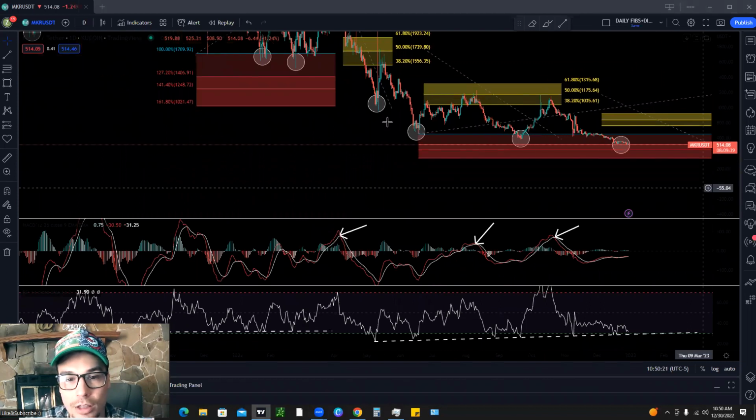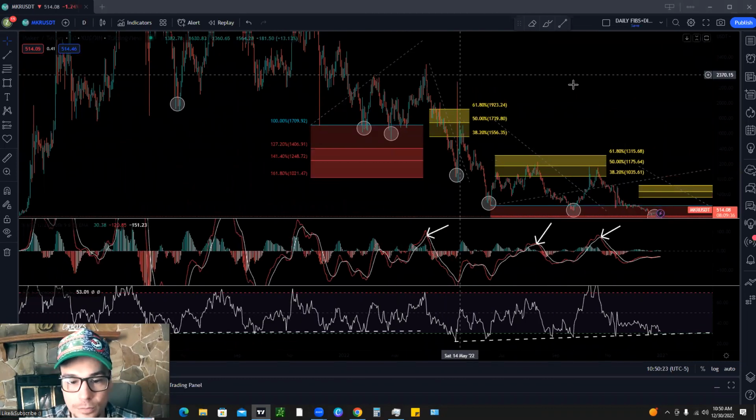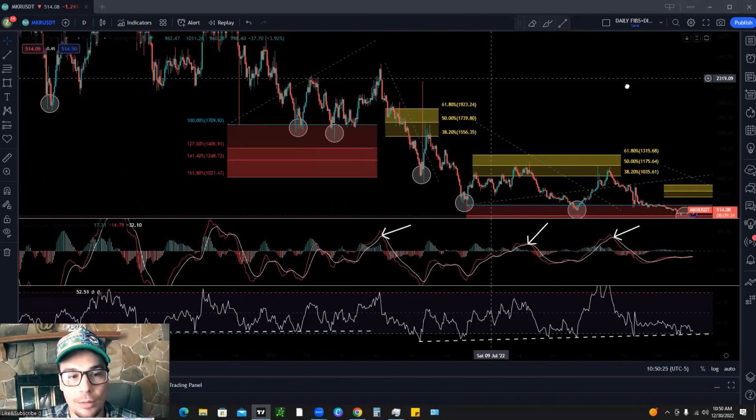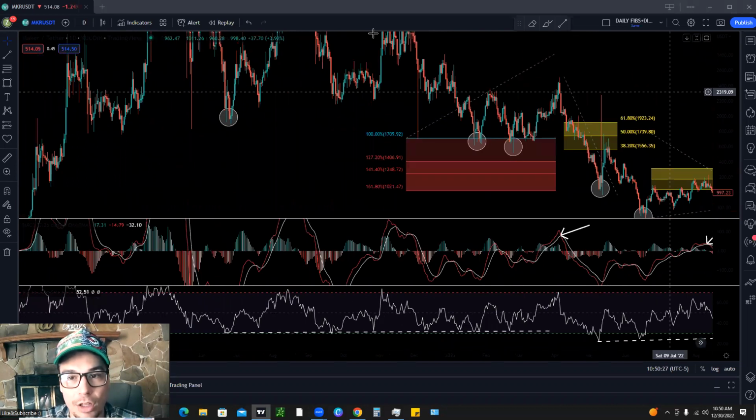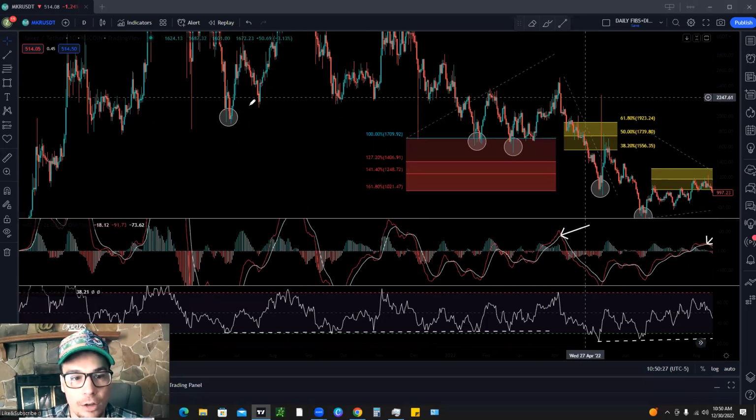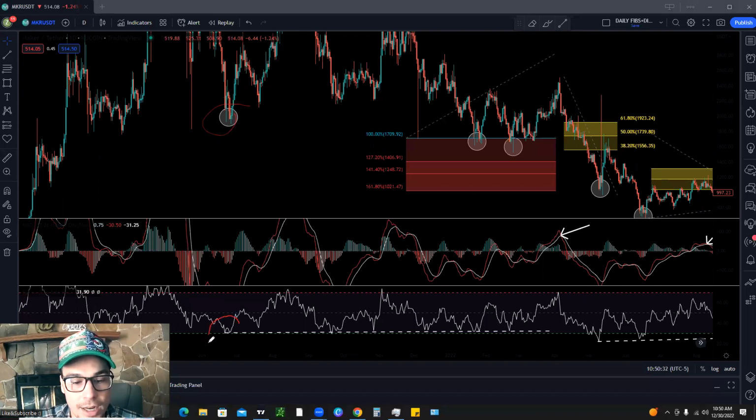Now we're going to go through another example of bullish divergence and how it really works. So over here, you can see we have a low. Here's our initial low, right? We have a low right here. The relative strength index is very low. All right, we continue over. Now we do go up a little bit and get a bounce right here.